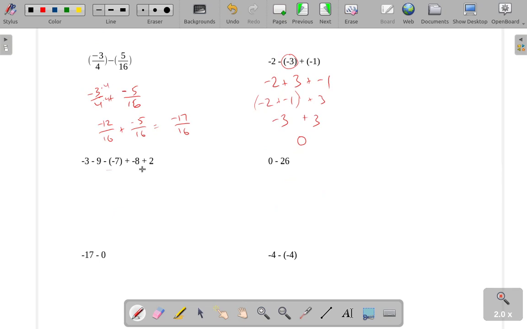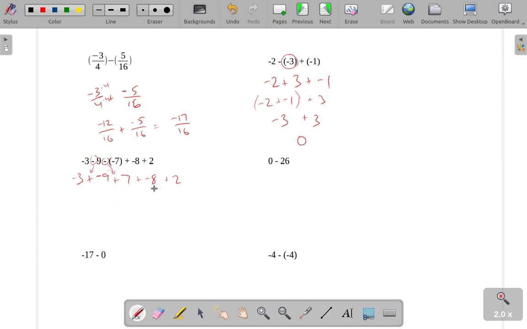All right, we can do this multiple times even. So if we have a negative 3 here, we were subtracting 9, so I'll say this is plus a negative 9. We were subtracting negative 7, so this is plus a positive 7. We're adding a negative 8 and adding 2. You can see all I did here is I changed this one to subtraction, this subtraction to addition, and this subtraction to addition.